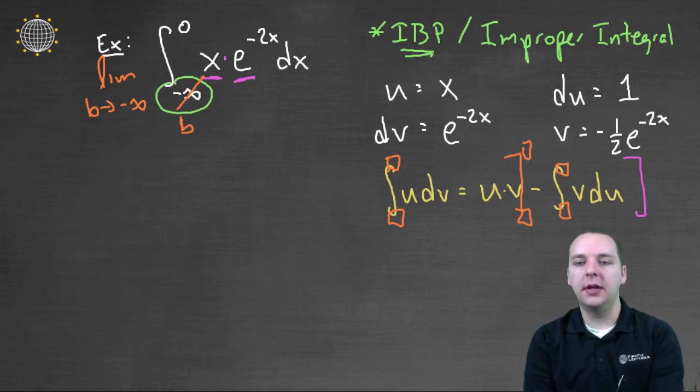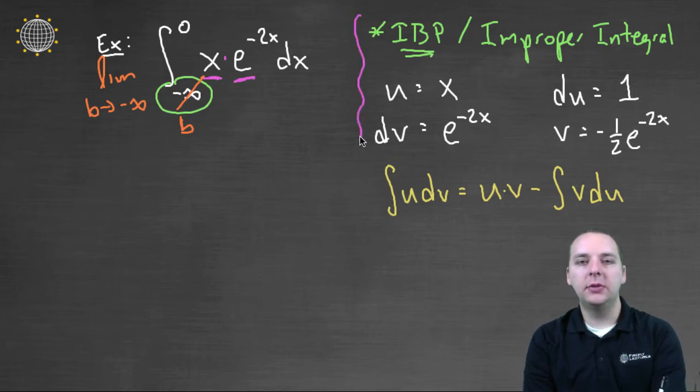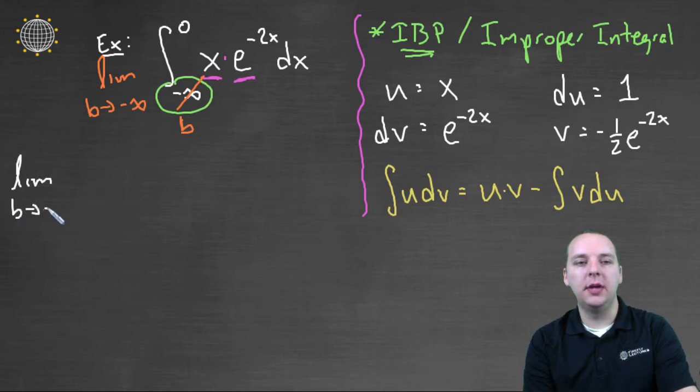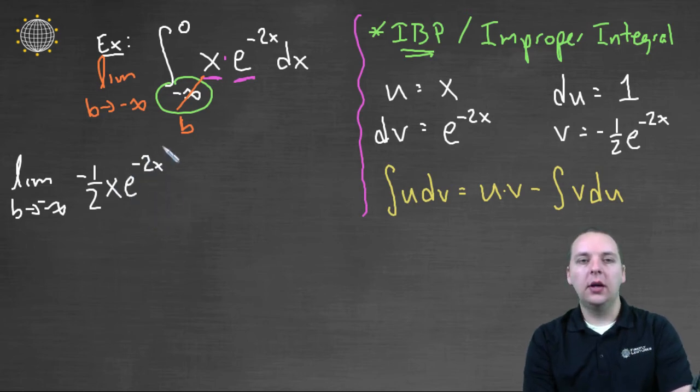All right, so let's get rid of some of that extra stuff. There we go. Okay, so let's do it. Here we go. In white, this guy's integral will be the limit as b goes to negative infinity of u times v. So negative 1/2, I'll squeeze in the x, negative 1/2 x e to the minus 2x. And again, this is evaluated from b to 0, minus the integral of v du.